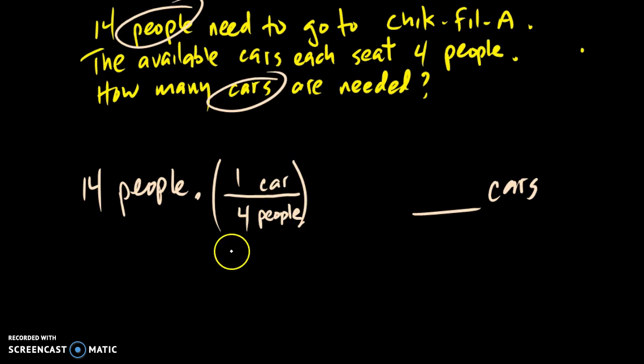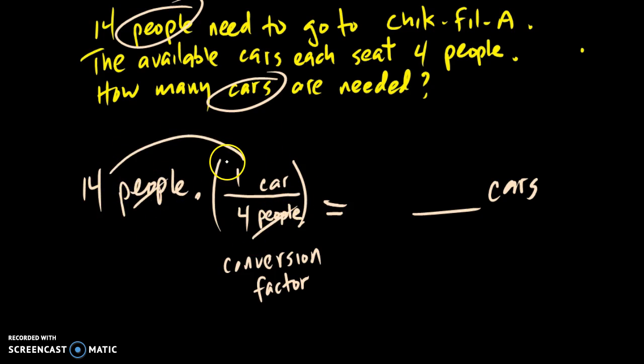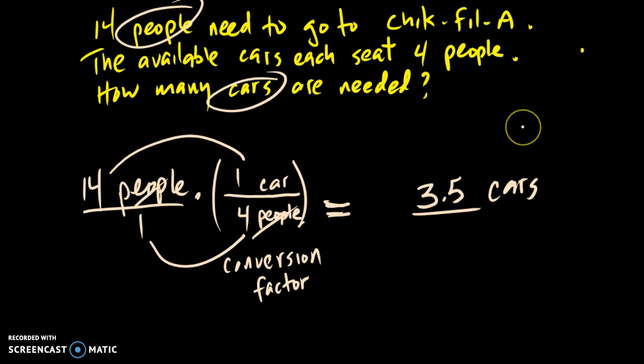And if I multiply this conversion factor by my 14 people that I'm starting with, I will know how many cars that is. And so let's do it. People cancel out, and I have 14 times 1 is 14. And then down below, remember I could put a 1 here. 1 times 4 is 4, so 14 divided by 4 is 3, with 2 left over, which is half of 4. So that is 3.5 cars necessary here when you multiply the 14 people by the conversion factor. Can't have half a car, so for practical reasons, you're going to need 4 cars to get the job done here.